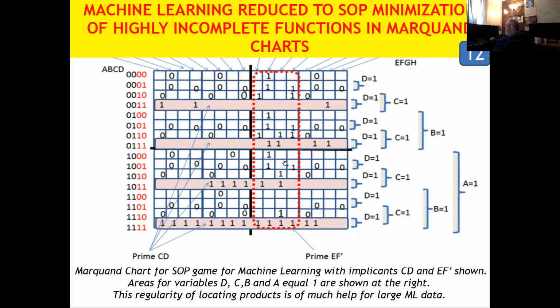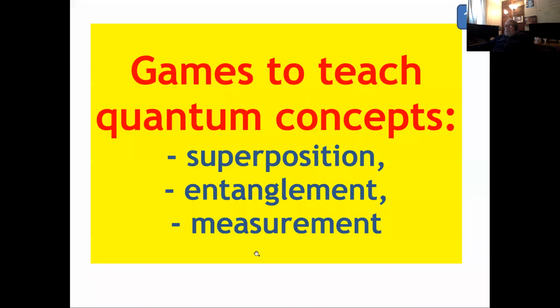Sorry, this is CD and this was EF prime group, right? So as you see, for a big number of variables, especially ternary, it is better to use the Marquand chart than the Karnaugh map. It is easier to find the groups because there are some standard rules for how to look for those groups.